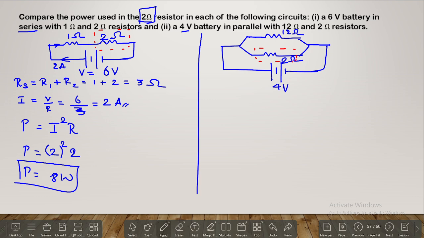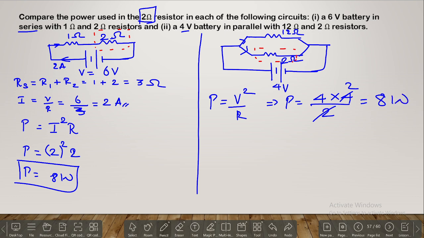The second case, let's calculate. In parallel the amount of current is going to vary. Then directly you can use the formula V square by R. Why? Because in parallel the potential difference is going to remain the same. So P is equal to, what is the value of V? 4. Then 4 into 4 by 2. 4 2s are 8 watt. This is the power in the first case and this is the power in the second case.